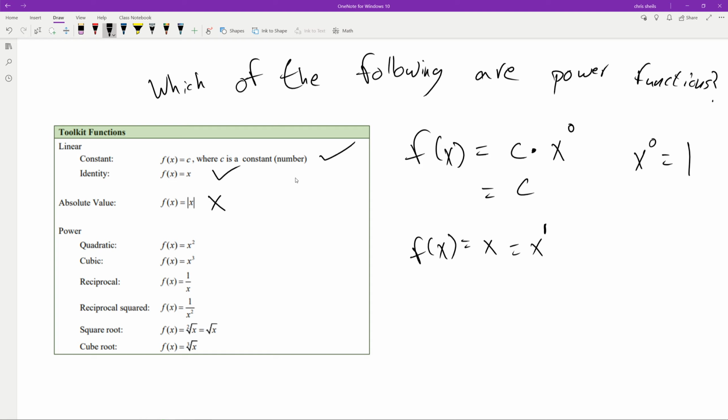For the quadratic function, you see I have f of x equals x squared. Because my variable is being raised to some power, this is a power function. The same thing goes for the cubic. I have f of x equals x cubed. My variable is being raised to some power, which makes this a power function.